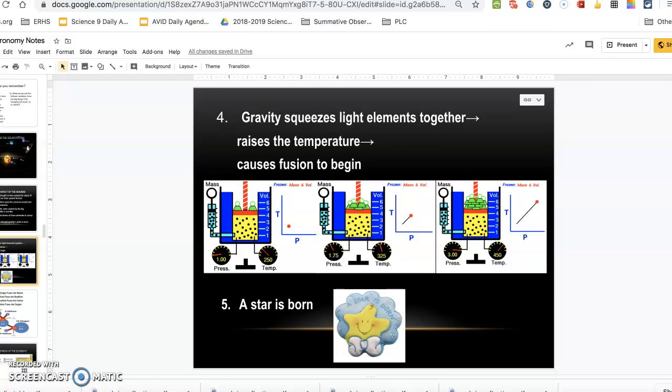Gravity squeezes these light elements together, which will raise the temperature as a result, because one of the principles of science is that as pressure increases, temperature goes right along with it. And if you get it hot enough, and I'm talking hot, fusion can happen. What fusion is, is elements literally fusing their nuclei together to form heavier elements. When fusion starts to occur, we say that a star is born.